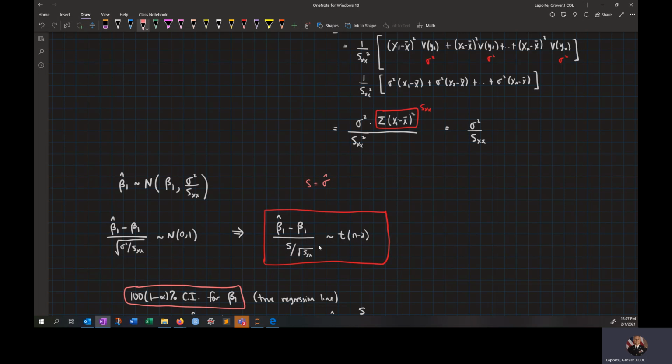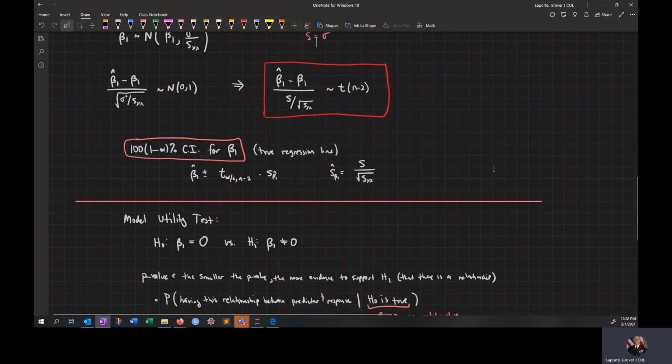And why is it n minus 2? Well, I've used the data already to estimate two things. I've used the data to estimate beta 1 hat, and I've used the data to estimate S, so we have 2 fewer degrees of freedom than we would have otherwise. All right, so this thing that I circled in red here is really what we're going to use. I'm not going to bore you with how to calculate a confidence interval unless you really want to talk about it. We can definitely put it in a probability statement and come back and figure this out.